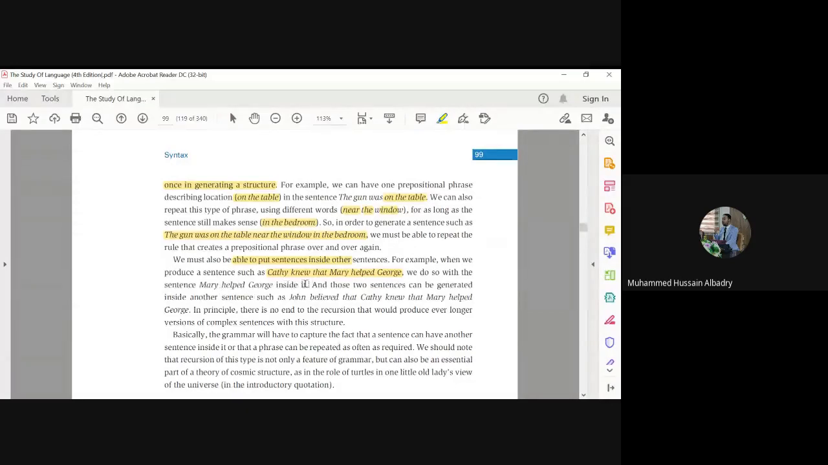You see inside it. Also, we can generate more and more. John believed that Kathy knew that Mary helped George. Here we have three sentences. Sentence within sentence. So this is what we mean by recursion. That the rule can be repeated with different words, whether in phrases or sentences.